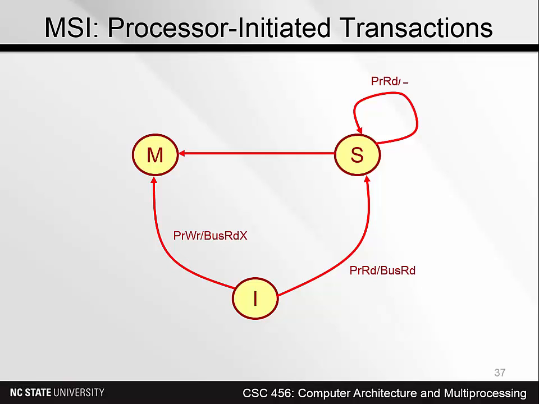There's also a way that a line can transition from state S to state M. Think for a moment of what might cause that.